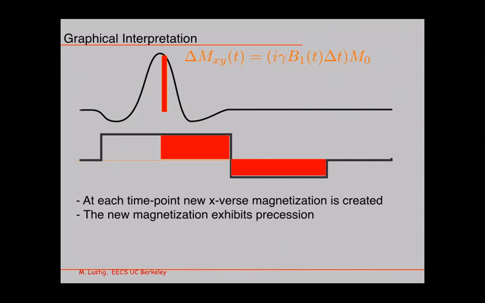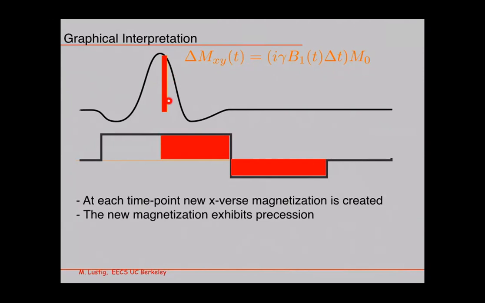When you deposit RF, what we can say is that at each time point that we deposit RF, it creates excitation. It creates a small Mxy component. And we can assume that every small piece of time that the RF is being excited is going to create a small Mxy. But because Mz doesn't change, then Mxy has been recreated, right? That's the assumption. So delta Mxy as a function of t is i gamma B1 of t times delta t times M0. That's a small component that's being generated. Does that make sense?